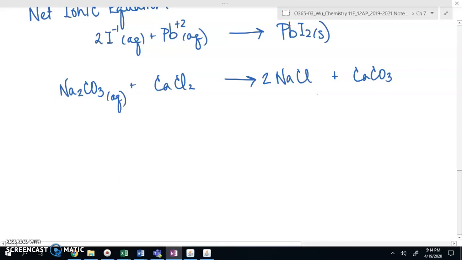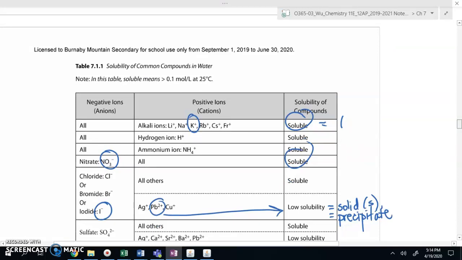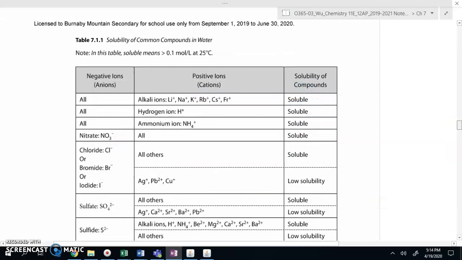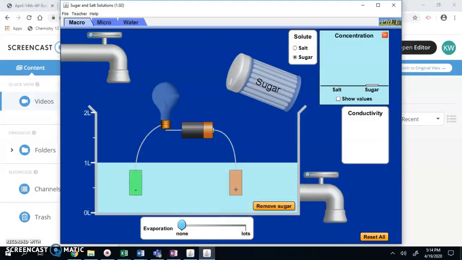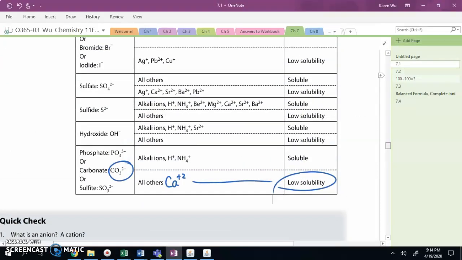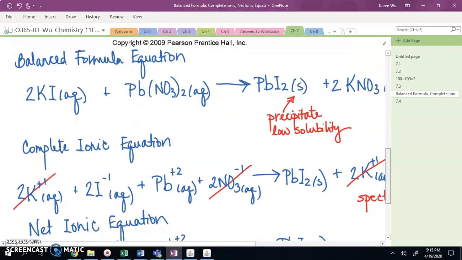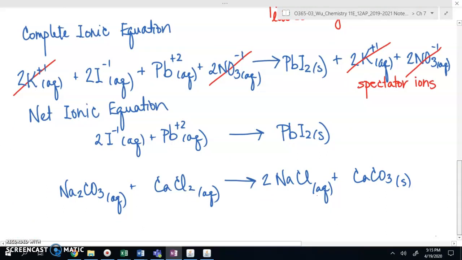So sodium carbonate was a solution. Calcium chloride was also a solution. Both of them are soluble. And on the right-hand side, well, sodium chloride is soluble. How do you know? Well, sodium anything is soluble, remembering back to the solubility table. And calcium carbonate. Well, let's check calcium carbonate. Okay, carbonate is at the bottom here. Calcium ion is not an alkali ion, so calcium ion is here in the category of all others, so calcium carbonate has low solubility. Okay, we're back. So calcium carbonate is our precipitate.